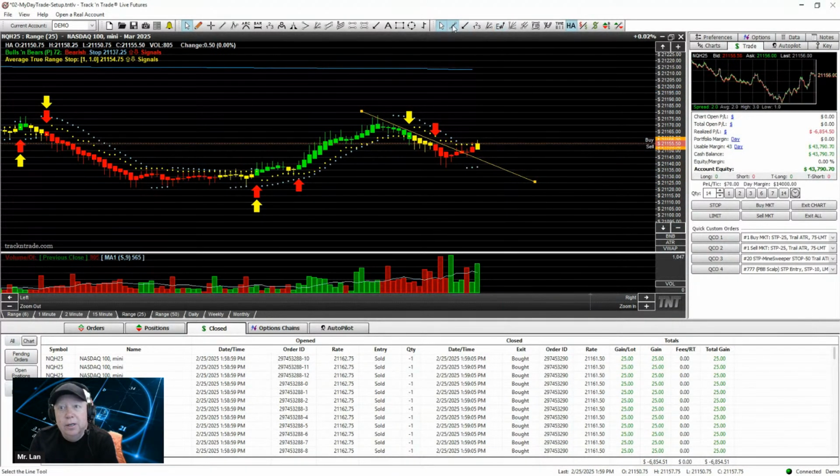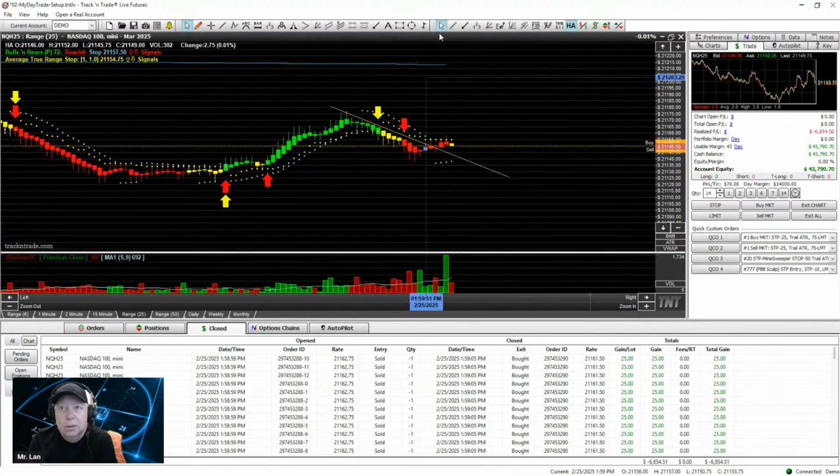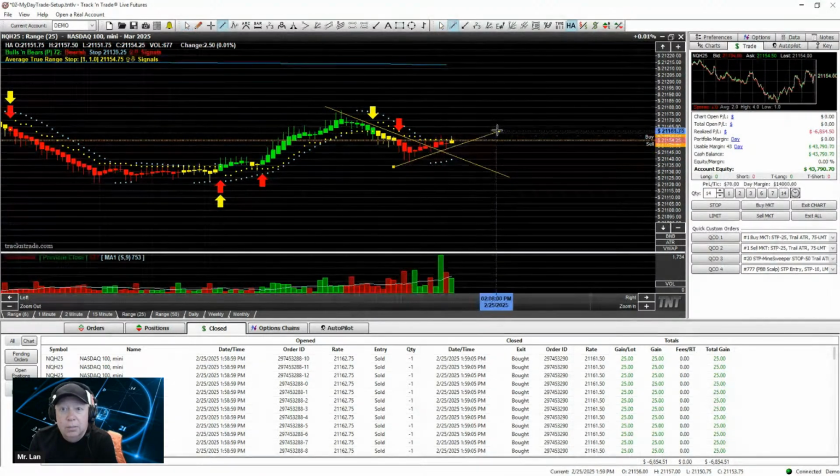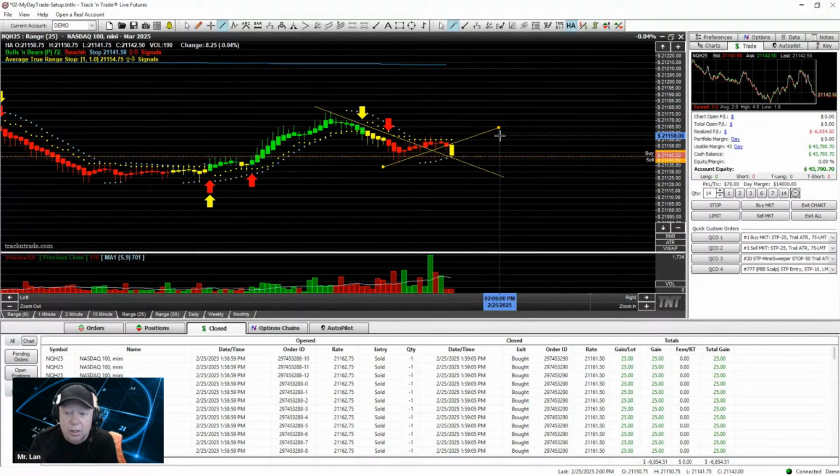Same with the uptrend line. Draw an uptrend line. There's the end of the market. The market's closed. Okay, that's the stock market close.